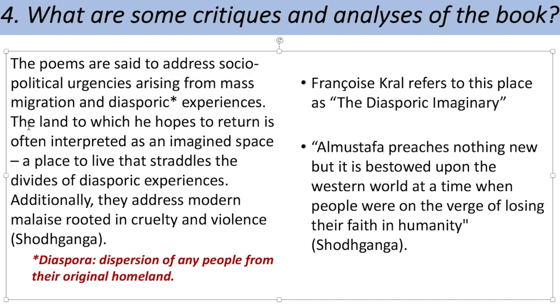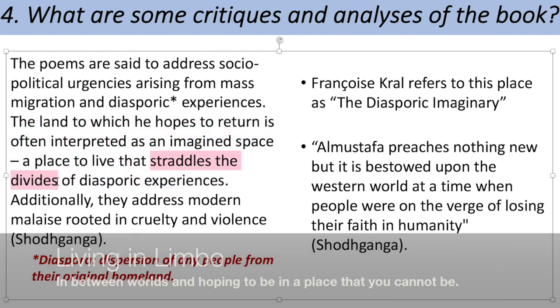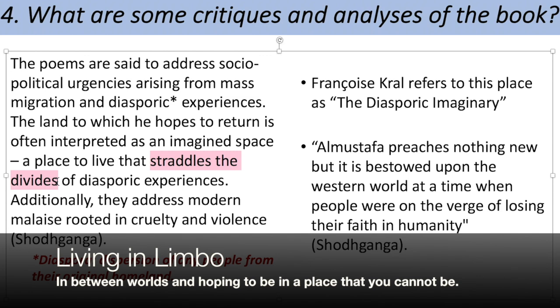The land to which he hopes to return is often interpreted as an imagined space, a place to live that straddles the divide of diasporic experiences. Now, what does it mean to straddle the divide? Basically, what this means is he's kind of living in limbo. There's this imagined space that he wishes he could be in, right? But it doesn't really exist.